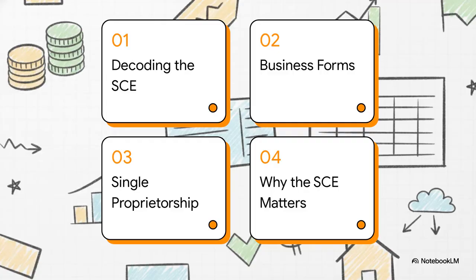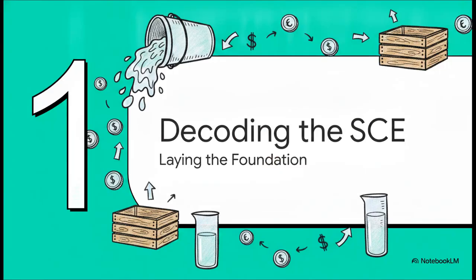So here is our roadmap for today. 1. Decoding the SCE. 2. Business forms as vehicles. 3. The single proprietorship SCE. And 4. Why the SCE matters. All right, Section 1, Decoding the SCE and Laying the Foundation.